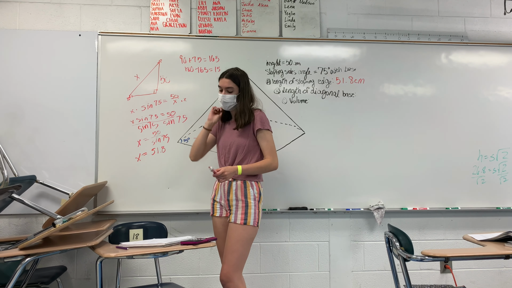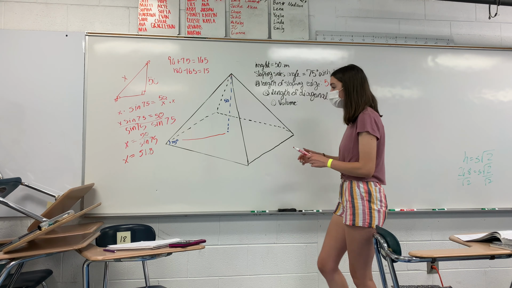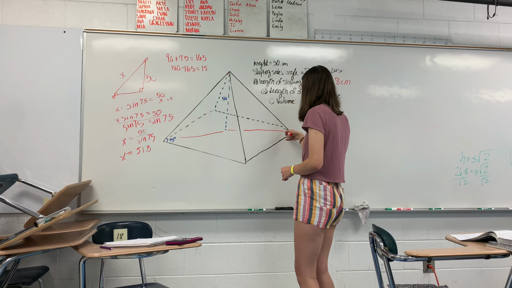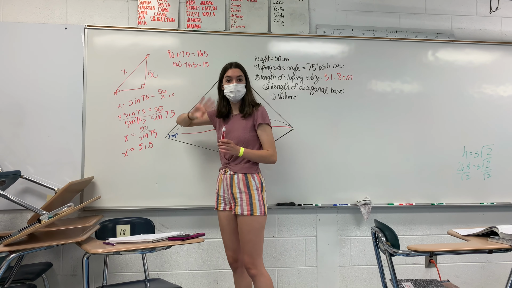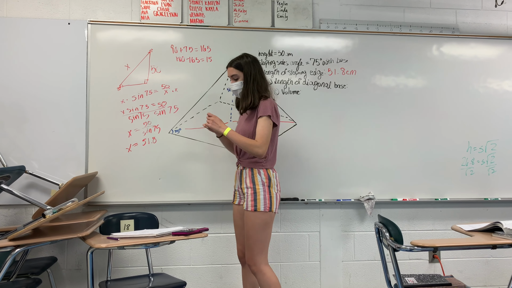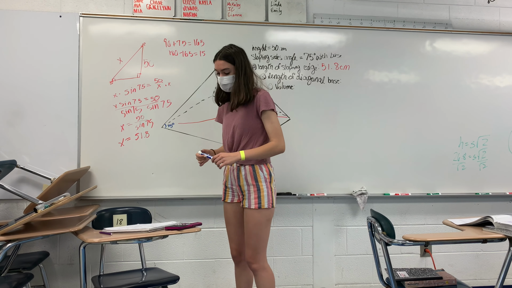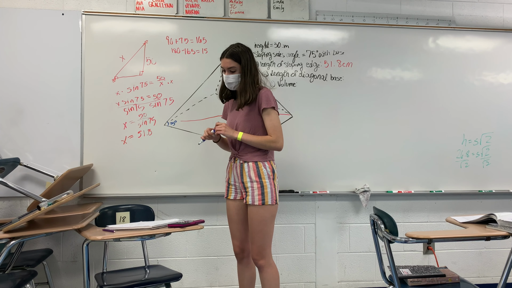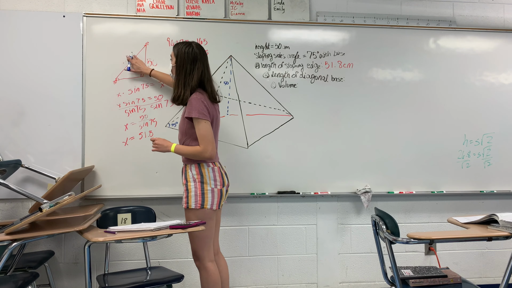Now we're on to part B, which is the length of the diagonal base. We're trying to find this whole length. We can actually use the triangle I previously mentioned to help us. I'm going to switch colors so that we can differentiate. For part B, we are going to use the tangent because we found this, which is now 51.8.